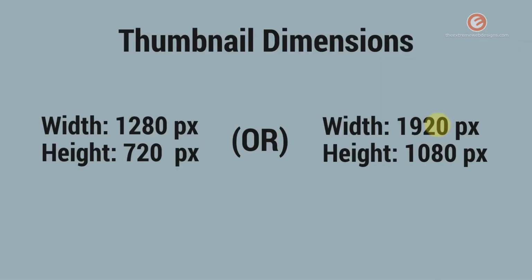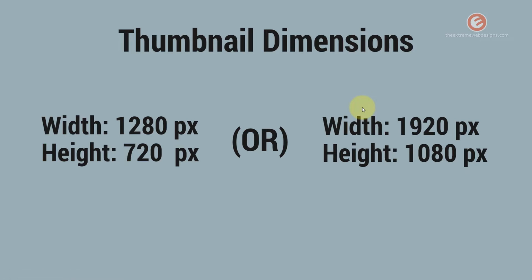So here are the thumbnail dimensions that you can use for your images. As we can see here, one of these two settings can be applied to the thumbnails. The width of the thumbnail could be 1280 pixels, with the corresponding height being 720 pixels. Or you can have the thumbnail width be 1920 pixels, and the corresponding height be 1080 pixels. So you're free to choose any of these. I choose the settings on the right hand side for my own images.